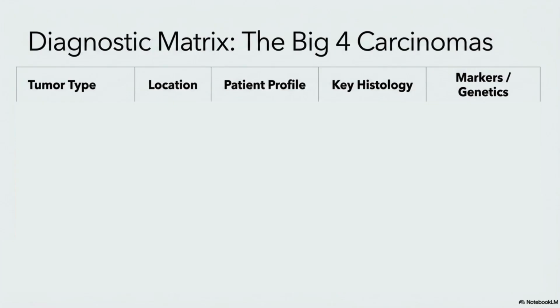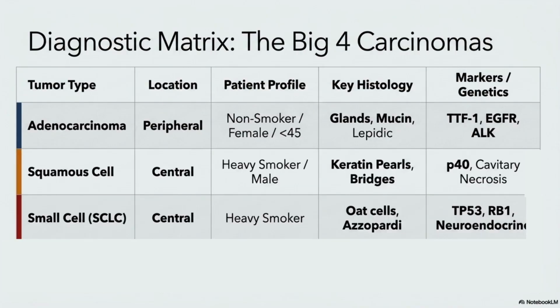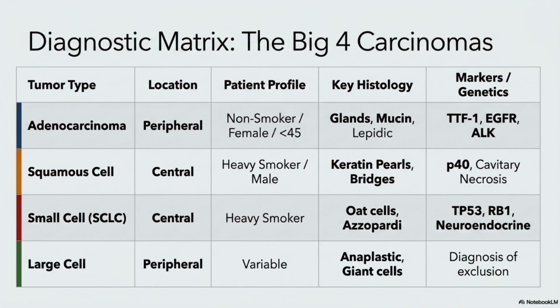Here's your overarching diagnostic matrix. Use this slide to review the entire landscape. Adeno is peripheral, seen in non-smokers and women, with glands and TTF1. Squamous and small cell are central and tied heavily to smokers. Squamous gives you keratin pearls and P40, while small cell gives you oat cells, the Azzopardi effect, and neuroendocrine markers. Large cell is your peripheral, undifferentiated diagnosis of exclusion.